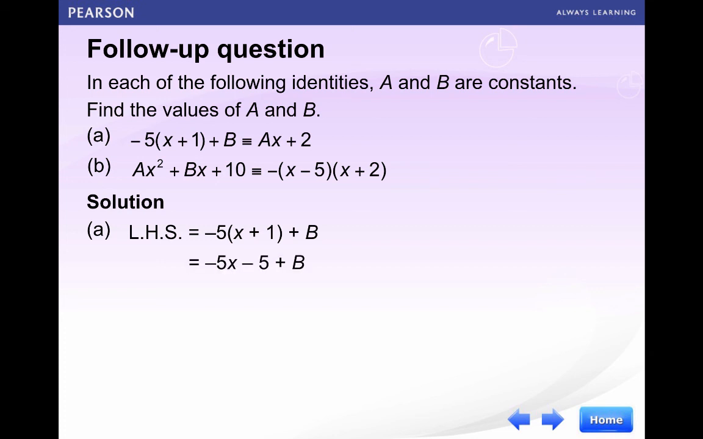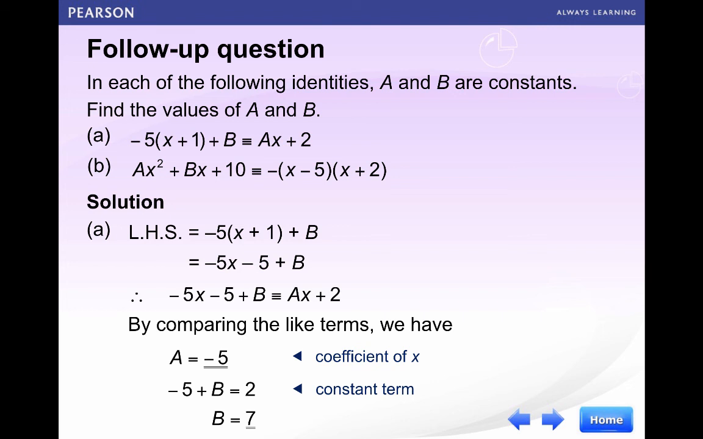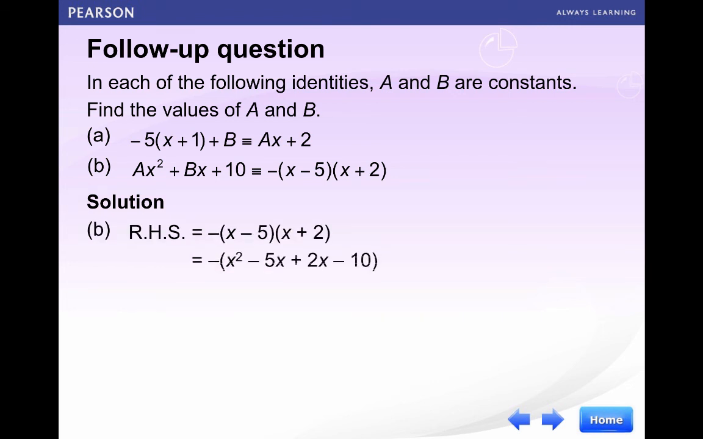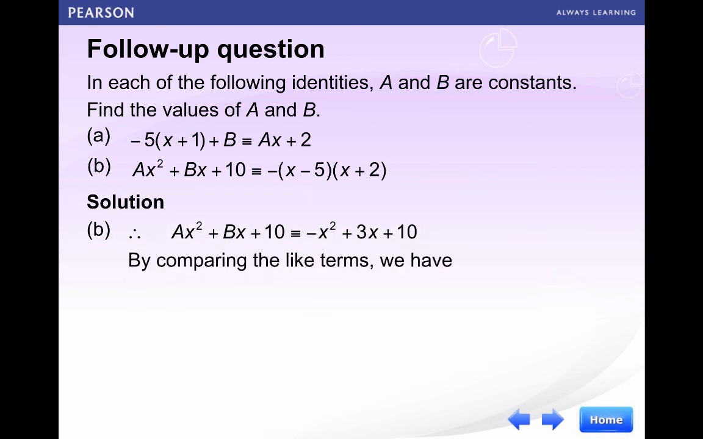Simplify left hand side, we get this. And the right hand side will be like that. So compare the like terms. a equals negative 5. And minus 5 plus b equals 2. So b is equal to 7. And for part b, we can simplify the right hand side. We get this and this. So we can compare the coefficients. a is negative 1 here. So compare the like terms. a equals negative 1 and b equals 3. So here are the answers.